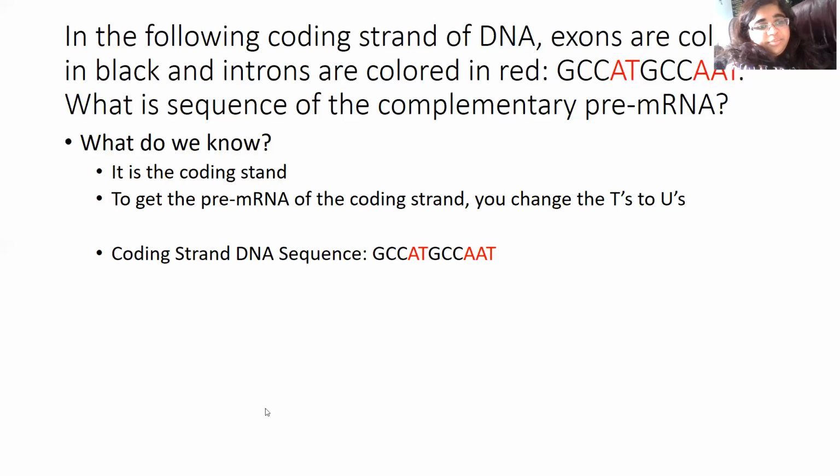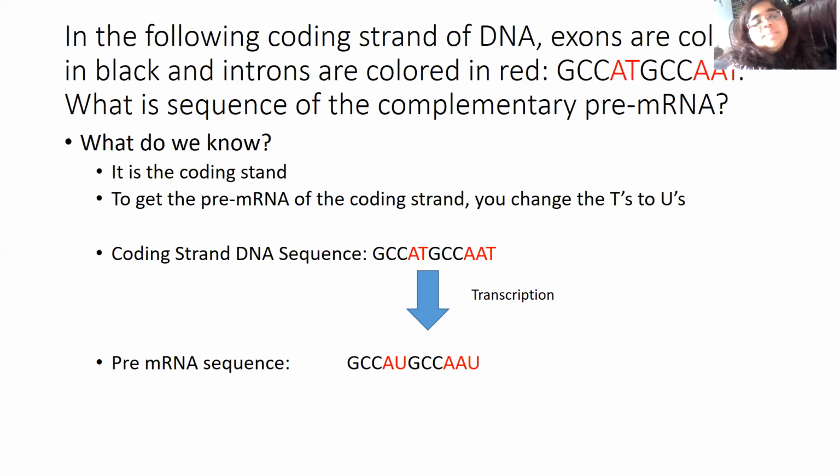We have these here that are introns, the red introns. So when it's pre-mRNA, when you transcribe it, it comes down to this as the pre-mRNA sequence. You're just changing the T's here to a U. This is before any splicing occurs. This is the pre-mRNA sequence.